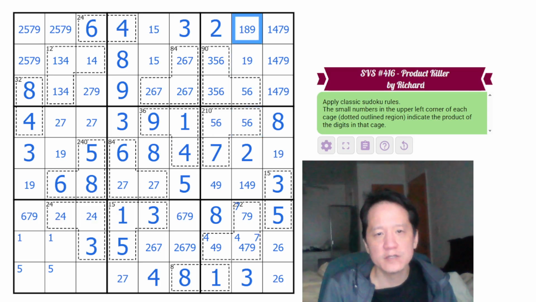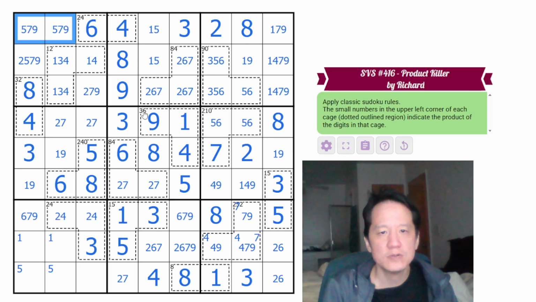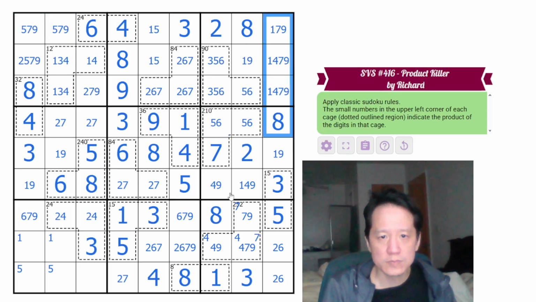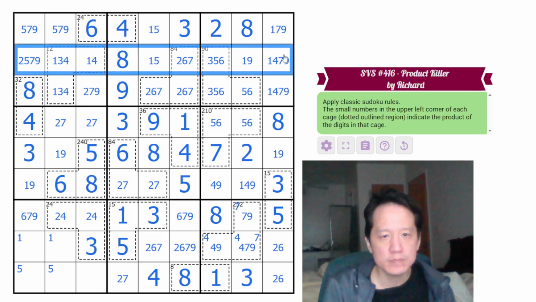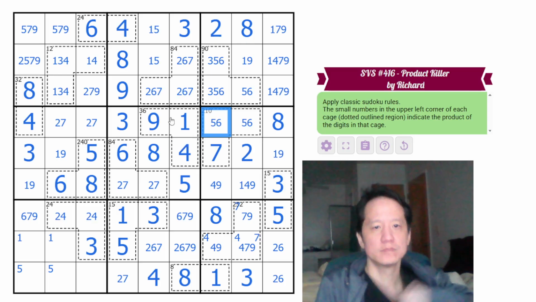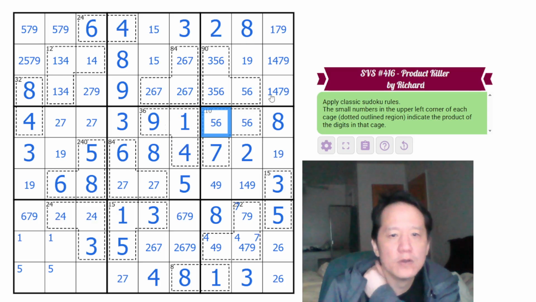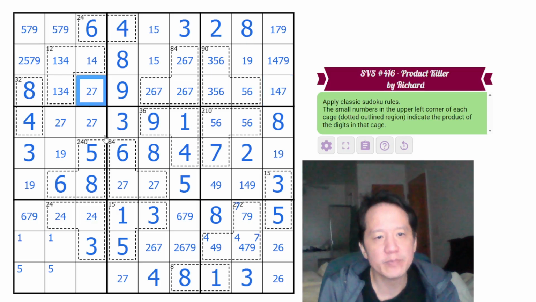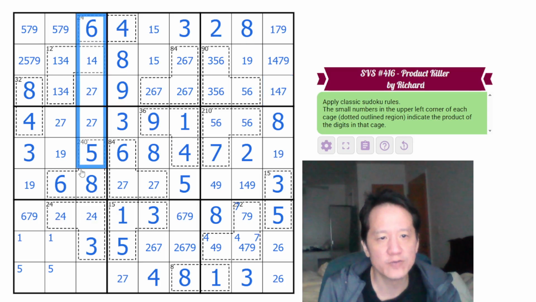This can't be 8. Therefore, where is the 8 in box 3? It has to be here. This can't be 4. This can't be 2. This can't be 9, and this can't be 9 because of this 9. So we have a 2, 7.